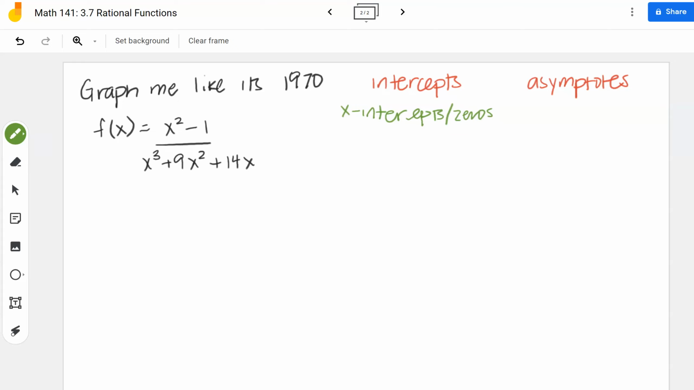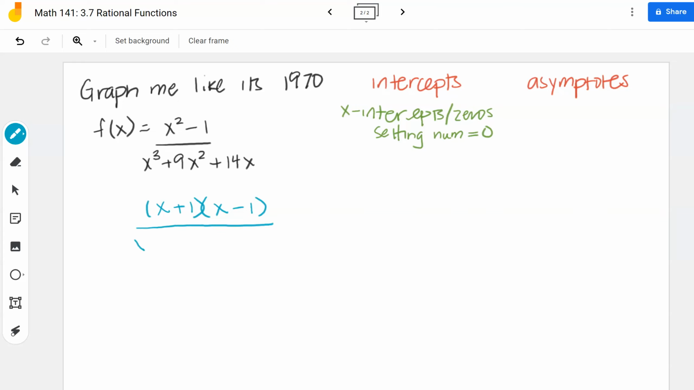Our x-intercepts are our zeros. We're going to find those by setting our numerator equal to 0. So in this case, our numerator is x squared minus 1. In fact, we may start this off immediately by going, hey, I know for both my x-intercepts and my vertical asymptotes, I need a factored function. So I may take a moment at the beginning and say, okay, I see in the numerator my difference of squares. That's just going to be x plus 1, x minus 1. I see in the denominator at least a GCF.